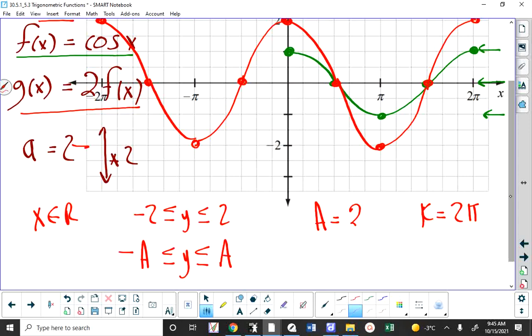But that corresponds to the negative of the amplitude being less than or equal to y, which is less than or equal to the amplitude. And that will always be the case unless, as we will see next week, we take that thing and shift it up or down. That's going to change things. But if all you're talking about is a vertical stretch, that's the case. Any questions with the first one?